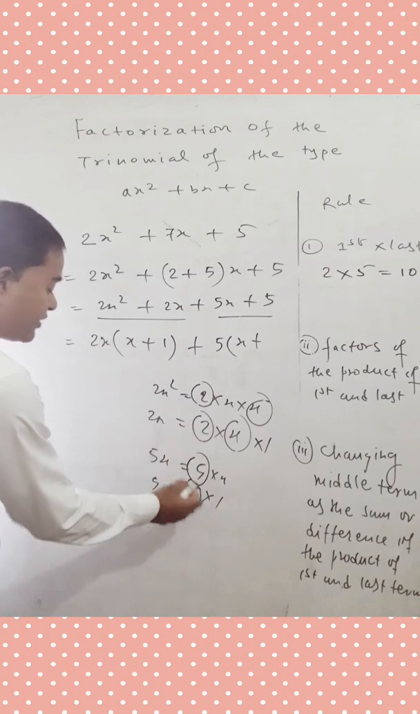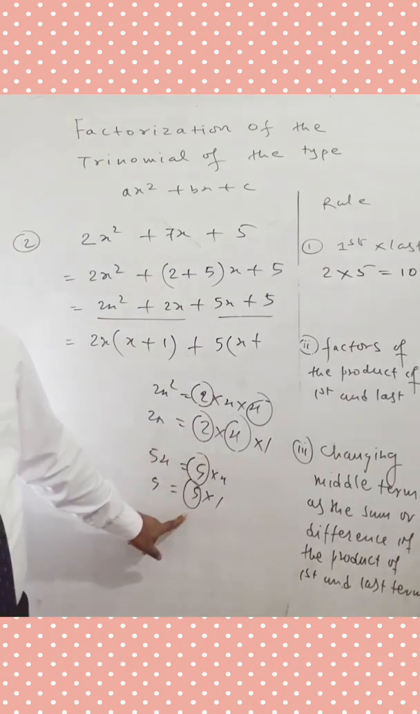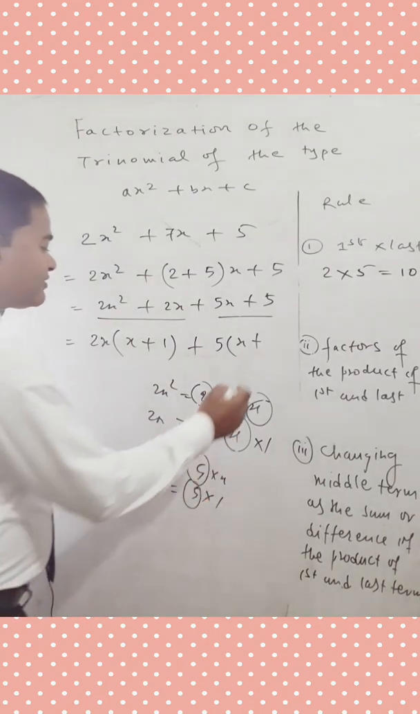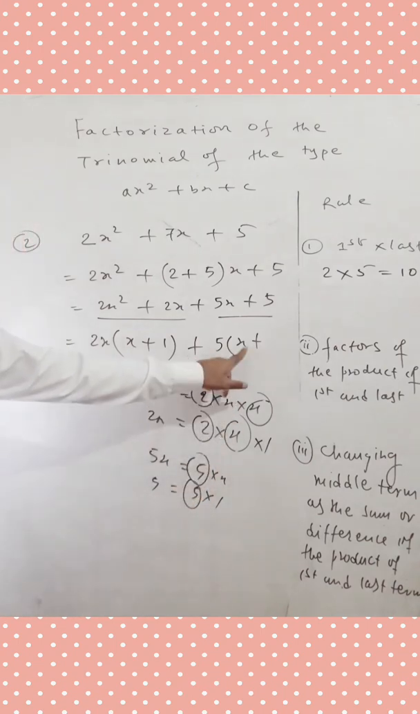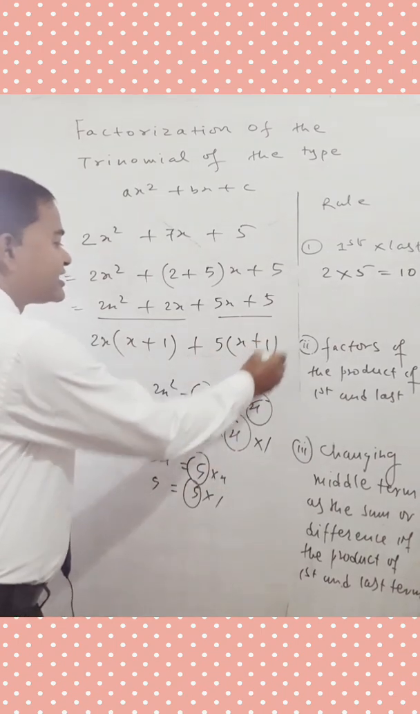Now from the first term and the second term we can take 5 common, because both are multiples of 5. So after taking 5 common, x is the remaining factor, plus 1 is the remaining factor.